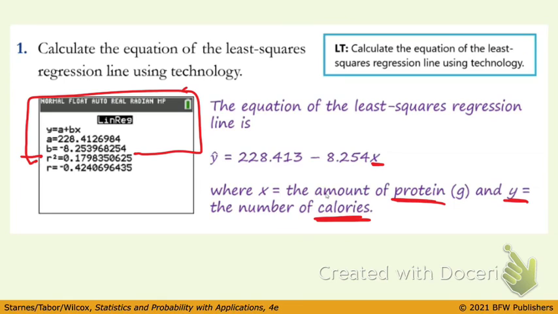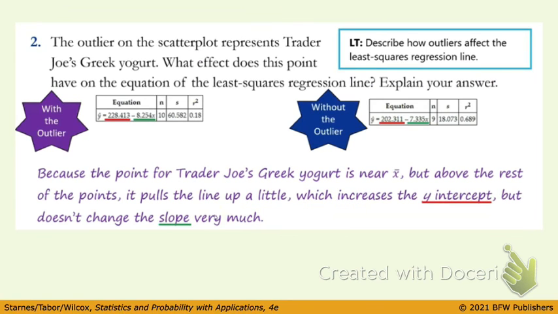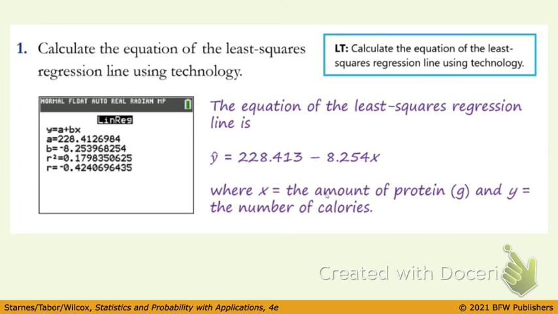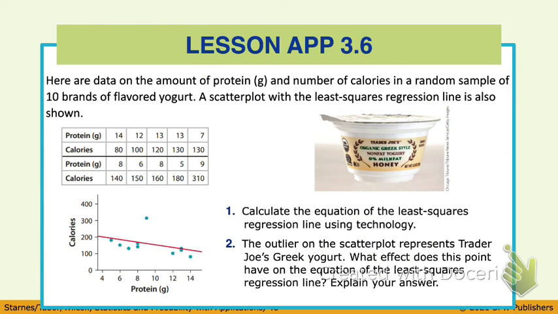All right, and then let's look at part 2, number 2. We have that outlier. That outlier is Trader Joe's Greek yogurt. Let me go back to the scatter plot. So here's Trader Joe. There's his yogurt. What's going on with Trader Joe? It says, what effect does this point have on the equation of the least squares regression line? So what's that point doing to the line itself?